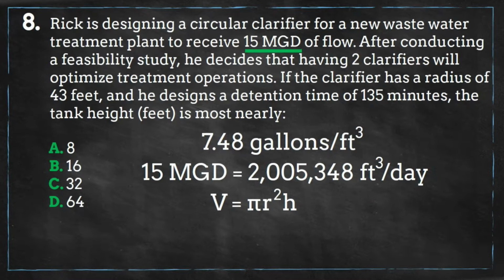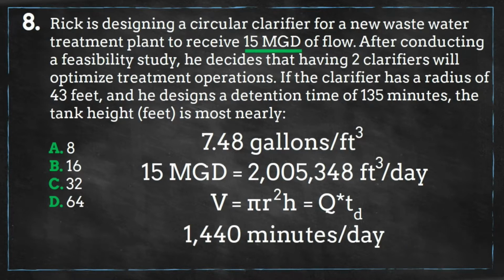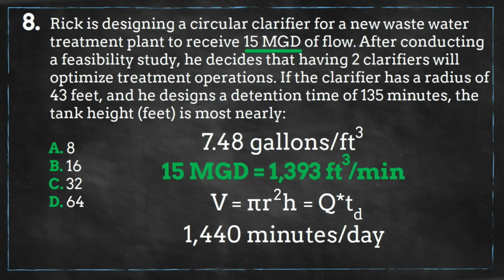We are missing the height, but let's use the other volume equation we discussed earlier, which is the flow rate multiplied by the detention time. Our flow rate is in units of cubic feet per day, and the detention time is in minutes. So remembering that there's 1,440 minutes in a day, we can convert one of these values so that it shares the same units with the other. Let's convert the flow rate from cubic feet per day to cubic feet per minute.